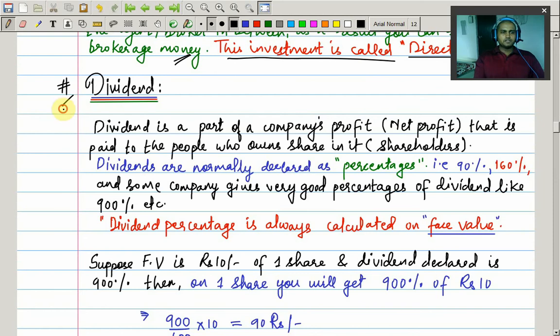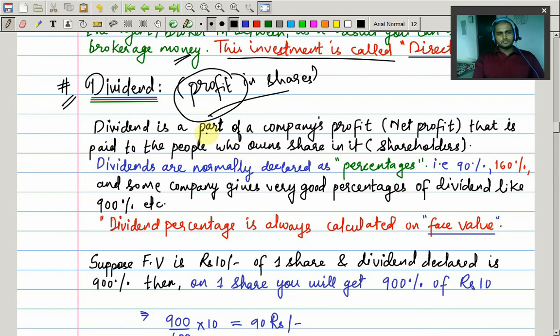So what do you mean by dividend? Dividend, it's a kind of profit we get in shares. We don't say profit in share market. We say we are getting dividend or bonus shares in the form of profit. So let's define what is dividend. Dividend is a part of a company's net profit that is paid to the people who own shares in it.